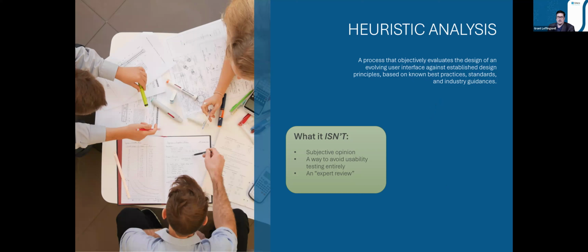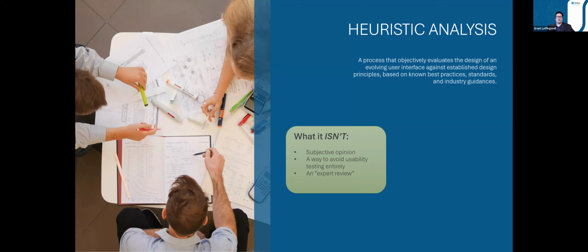As we mentioned earlier, it's objective, it's not subjective. Heuristics themselves exist for a reason. They're based on science, they're based on data, they're based on data sets across a large mean of the population, observations that are empirically derived. So they're very robust. It's not a way to avoid usability testing entirely.